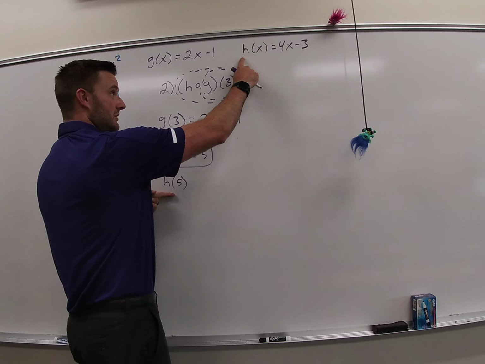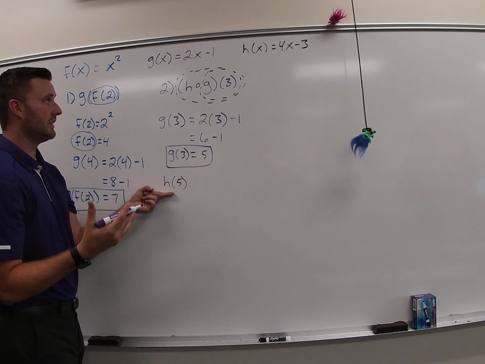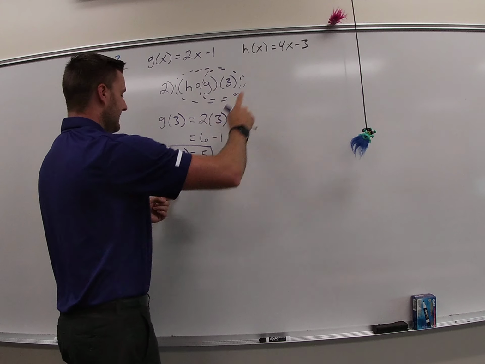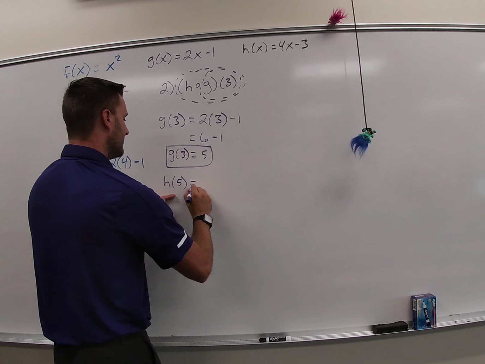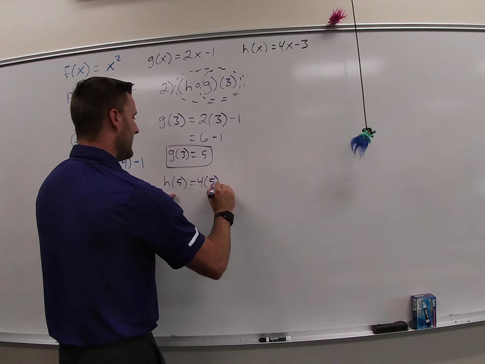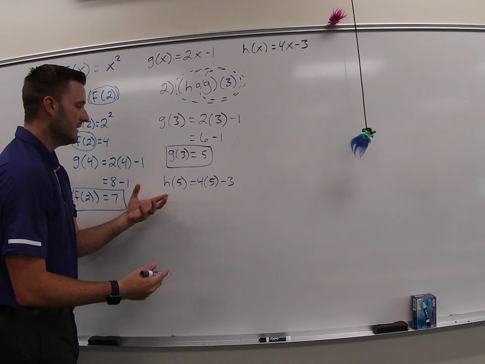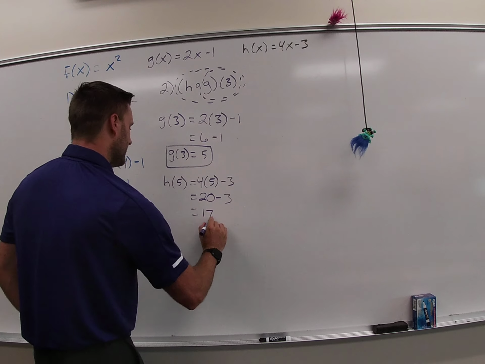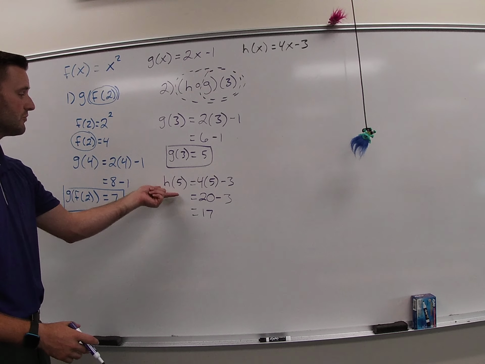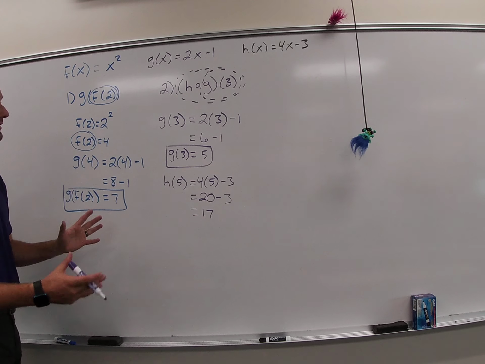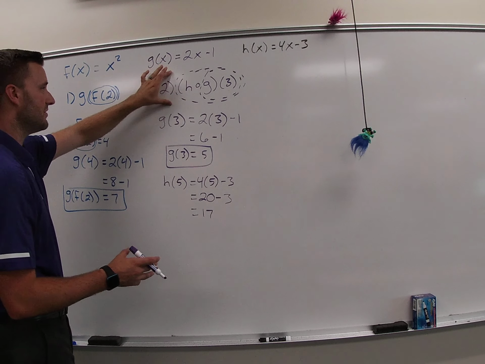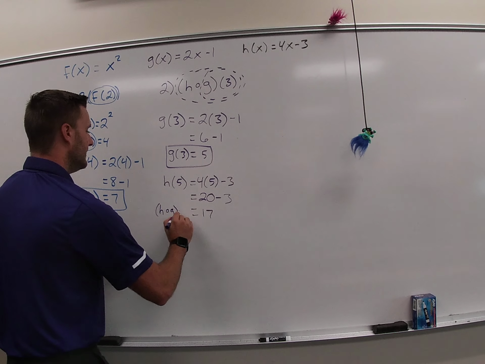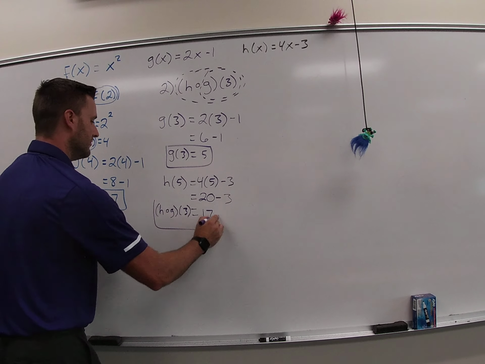Now in h of x, being careful that I'm looking at the right problem, everywhere I have an x in h of x, I'm going to replace that with a 5. So instead of 4x minus 3, this is going to be 4 times 5 minus 3. 4 times 5 is 20, so 20 minus 3 is going to be 17. That is h of 5, and this is our final answer for the entire composition of functions. So really what we can say is h of g of 3 is equal to 17.